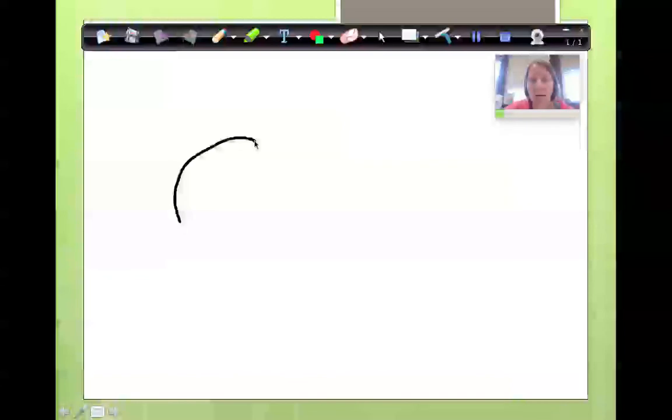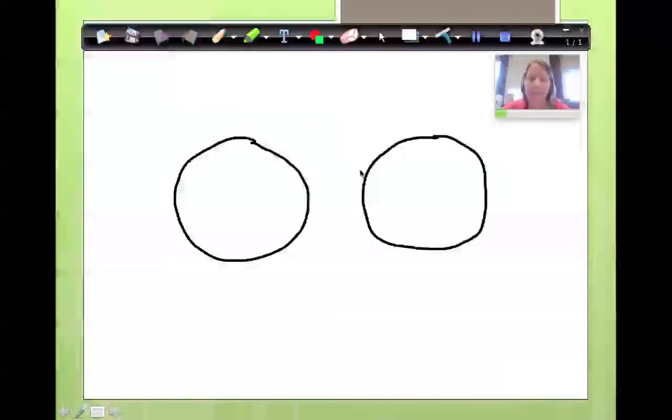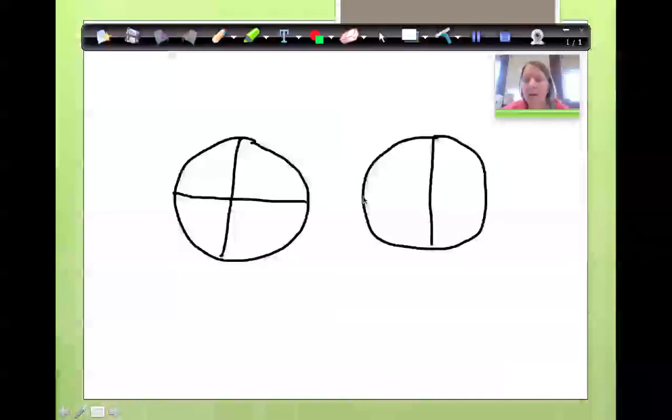Excuse me. This time, please draw 2 pizzas. Side by side, try to make them about the same size. Okay. Now, please cut both of them into fourths. So we cut it in half. We cut our halves in halves, we get fourths.